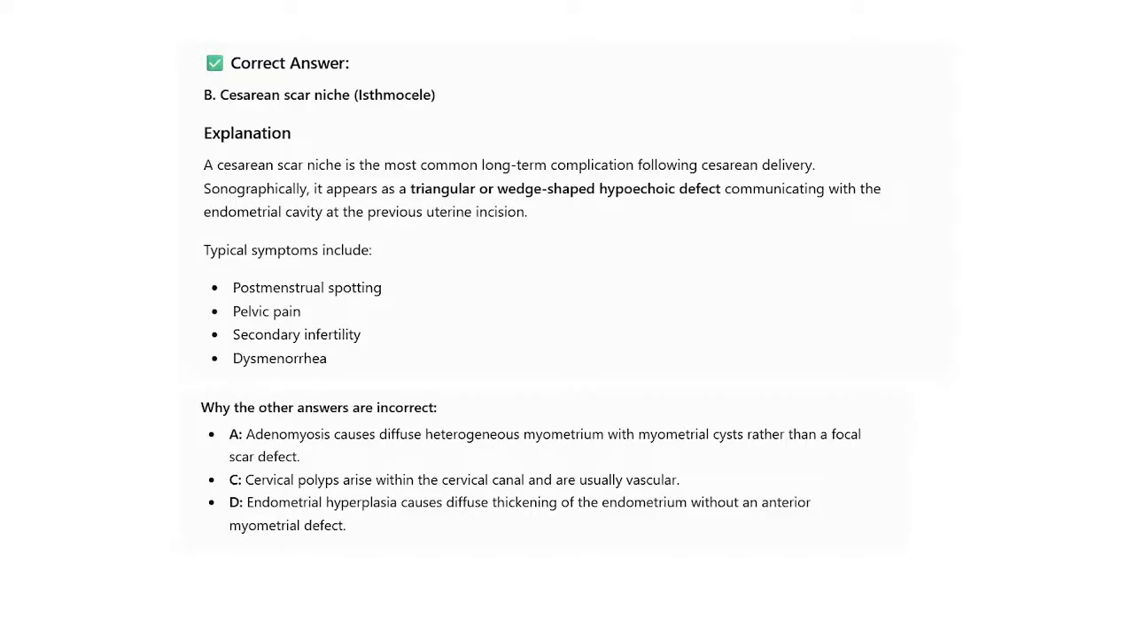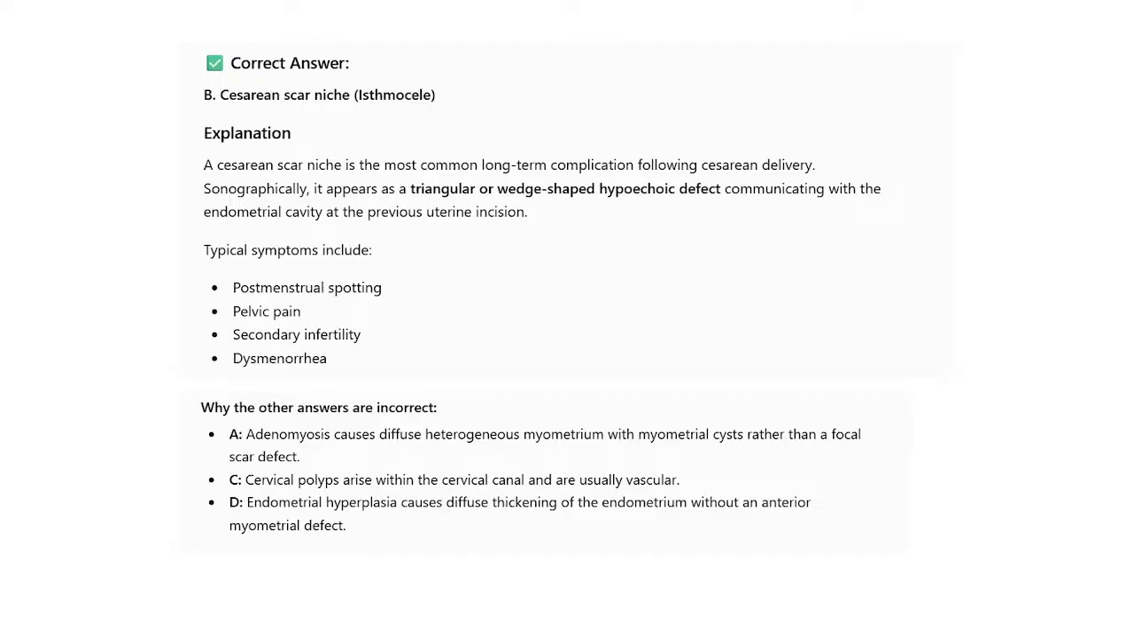Caesarean scar niche, which is the ischemocele. Explanation: a cesarean scar niche is the most common long-term complication following cesarean delivery. Sonographically, it appears as a triangular or wedge-shaped hypoechoic defect communicating with the endometrial cavity at the previous uterine incision. So typical symptoms include post-menstrual spotting, pelvic pain, secondary infertility, and dysmenorrhea.